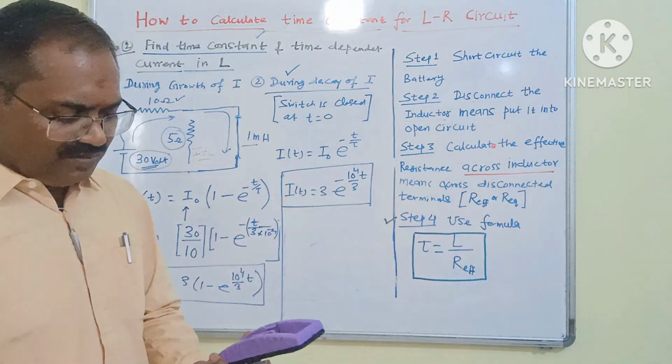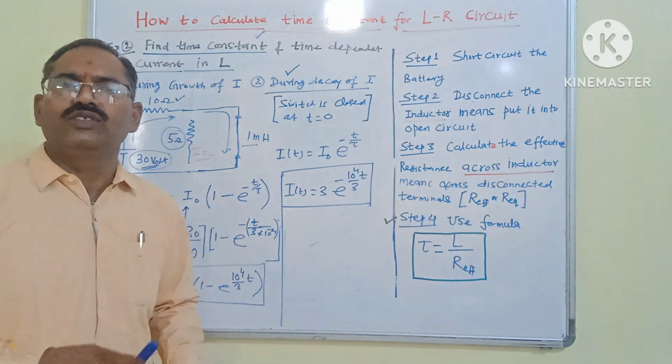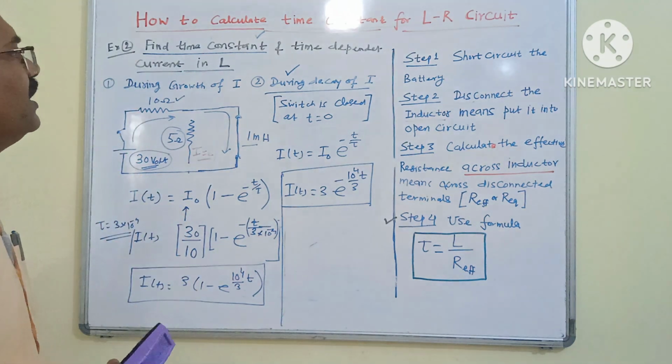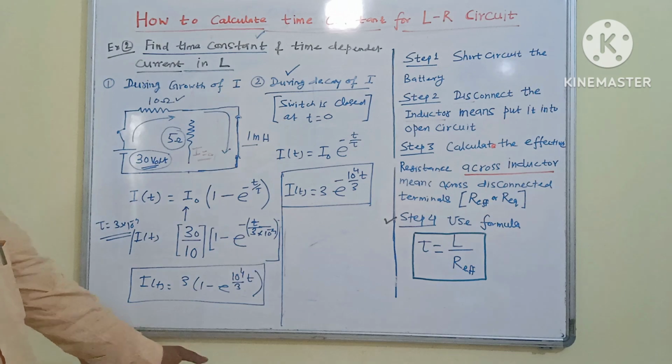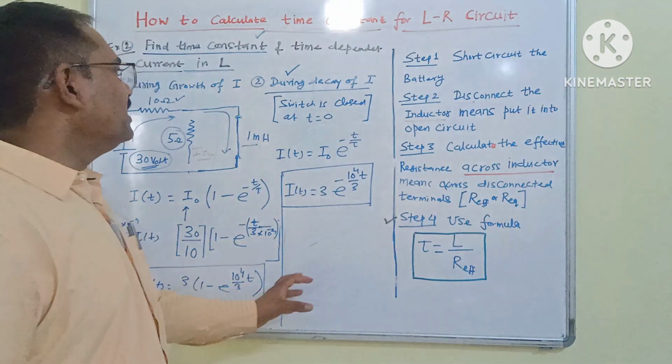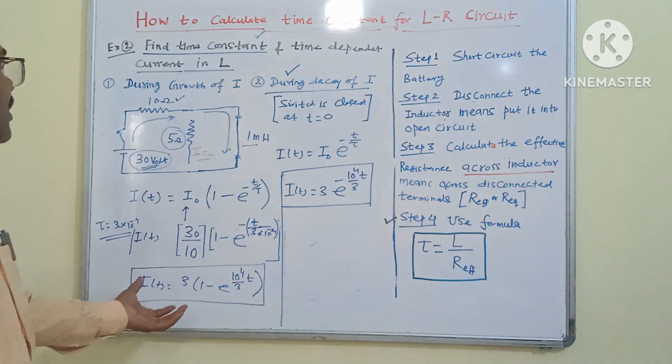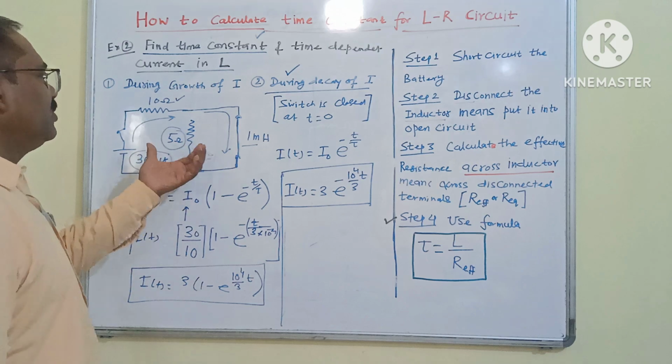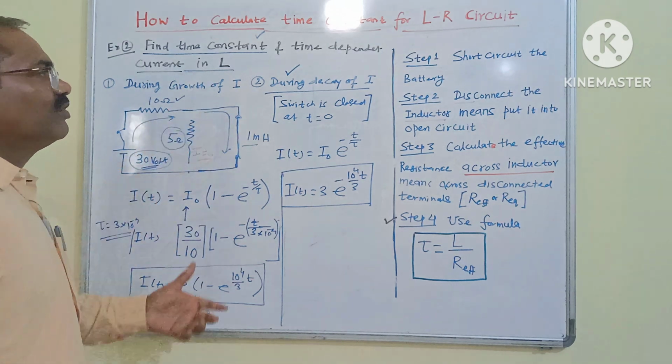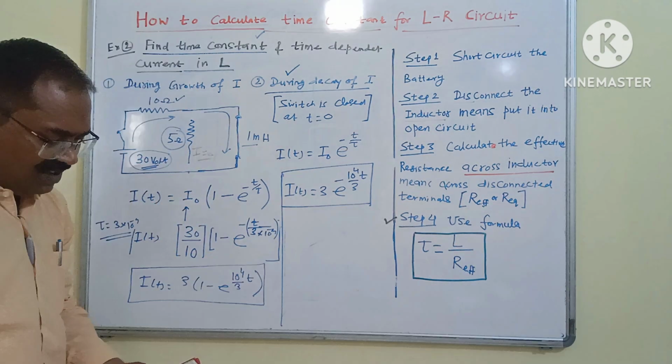So I think by these two questions, the concept of calculating time constant for a circuit would be clear to you, as well as I have also shown how you can write the equation for growth of current and decay of current in an inductor.